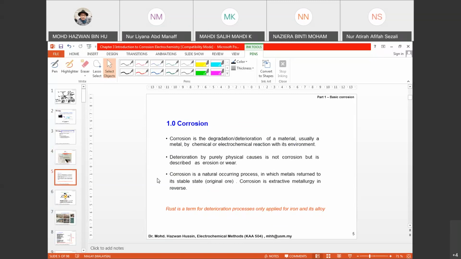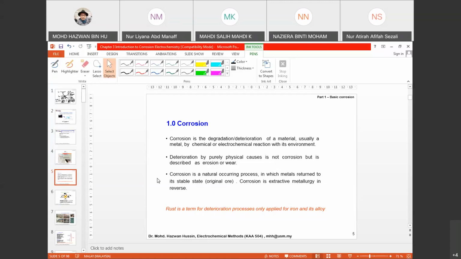So you know the difference between corrosion and erosion. Corrosion is more on the chemical attack, meanwhile erosion is more on the physical attack. You have water moving on and eroding the surface. This we call erosion, not corrosion. Corrosion results from a chemical reaction.